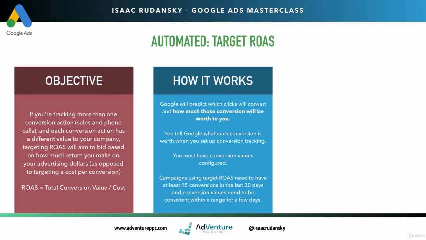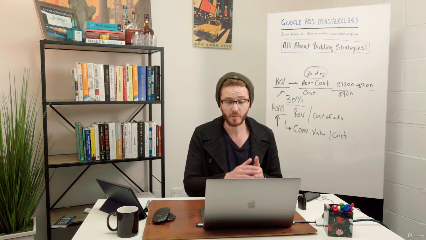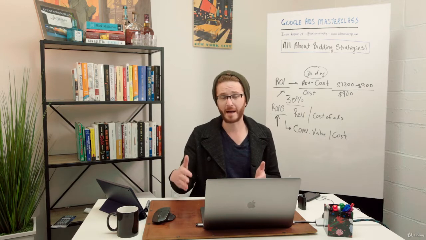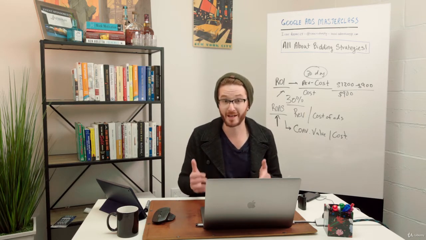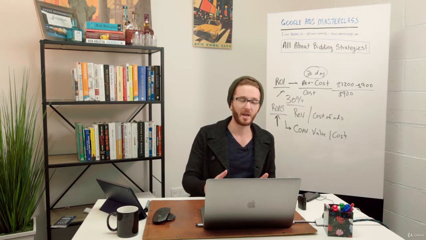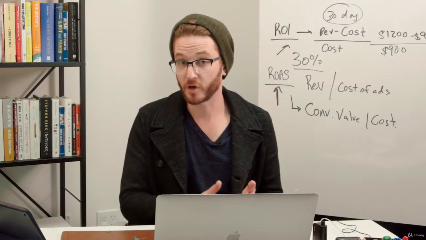But you must have conversion values configured. You cannot use this bidding strategy if you do not have conversion values configured. Campaigns using target ROAS need to have at least 15 conversions in the last 30 days, and conversion values need to be consistent within a range of a few days. Those are the basic conditions for using this return on ad spend automated bidding strategy. And I can tell you from experience, the more conversions you have in the account, the better this automated bidding strategy will work. So if you have less than 5 conversions a day, this is not a bidding strategy that will work for you.